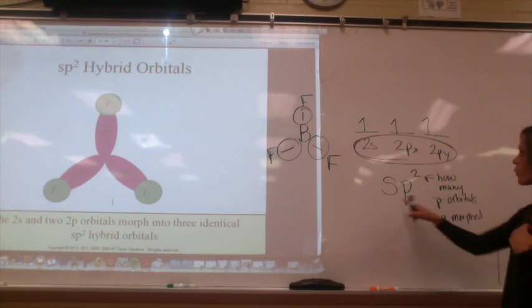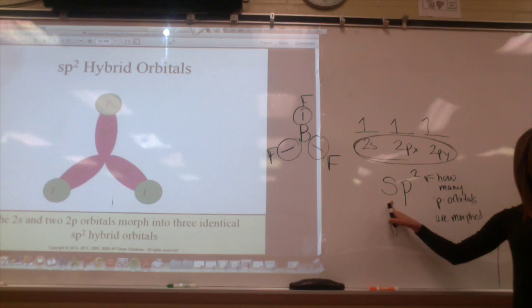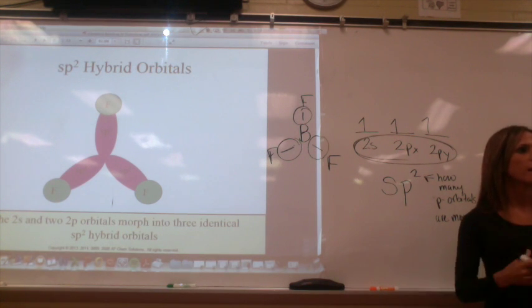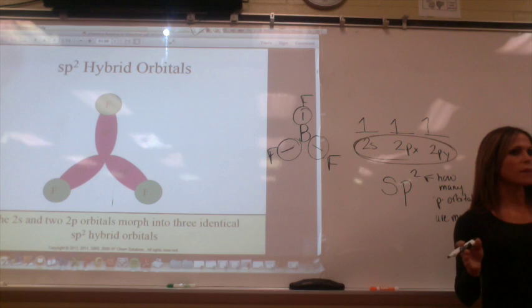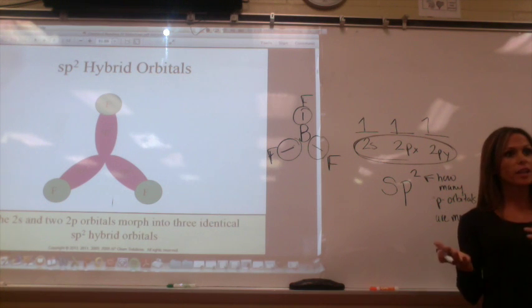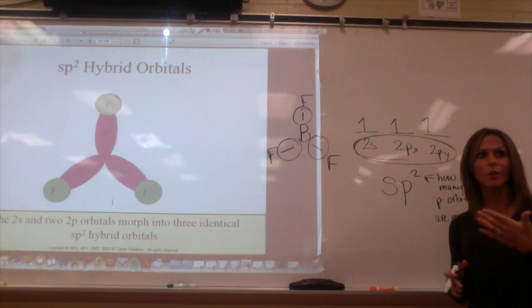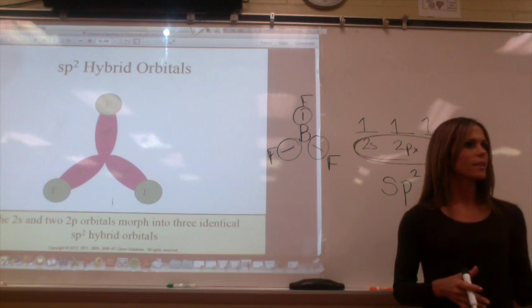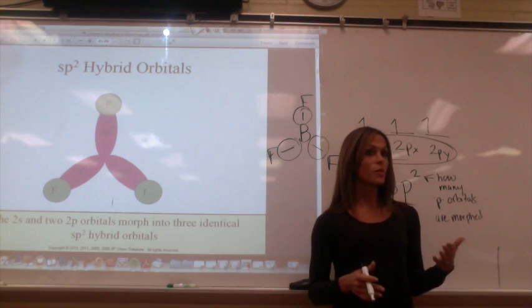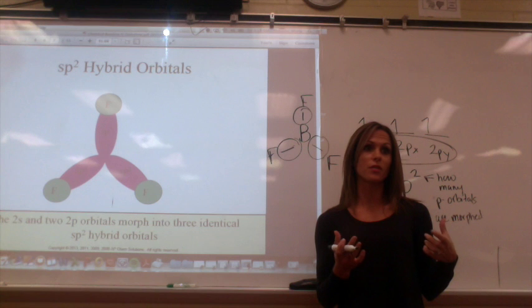Can I have more than 1 s orbital morphed? No, because there is only 1 s orbital. So s will always pair with the p's, but depends on how many p's we have. How many p orbitals can we ever have, max? 3, and then once we've maxed that, which orbital do we go to next? D, right? We could even hybridize d orbitals if needed.